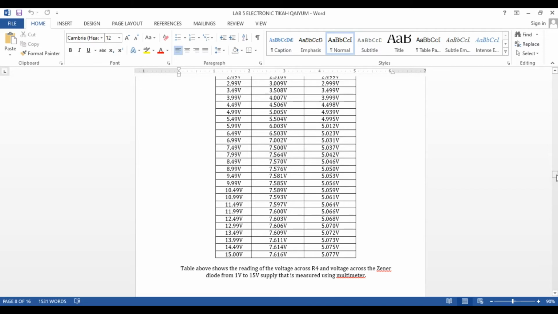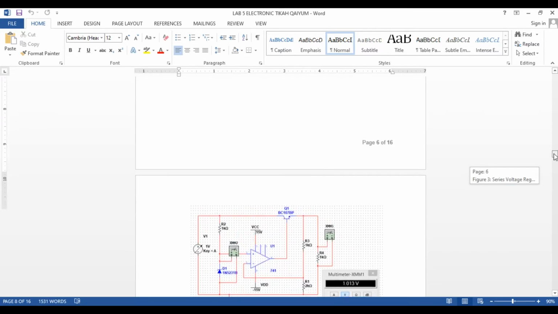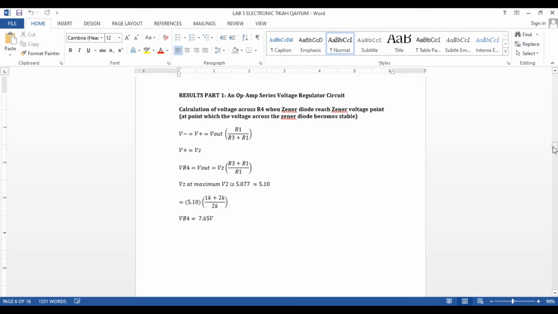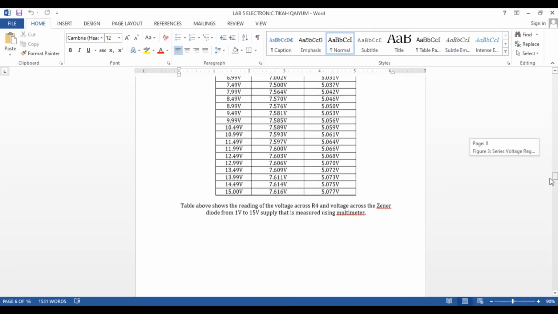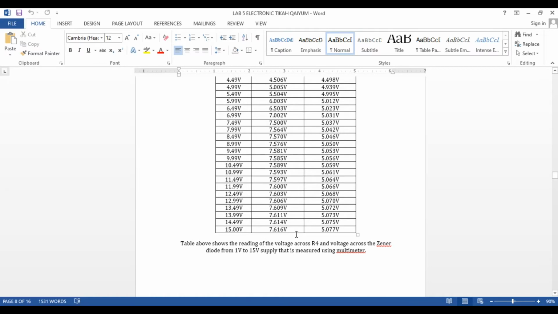As you can see here, the Zener voltage goes low at 5 volt. So we're assuming that the Zener voltage is at 5.1 volt. The calculation has been done up here, and it is observed that the final output voltage Vout is near the value recorded in the table. Here 7.65 volt, and the final is 7.616 volt.